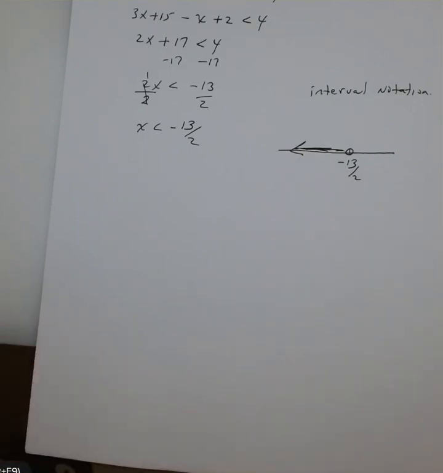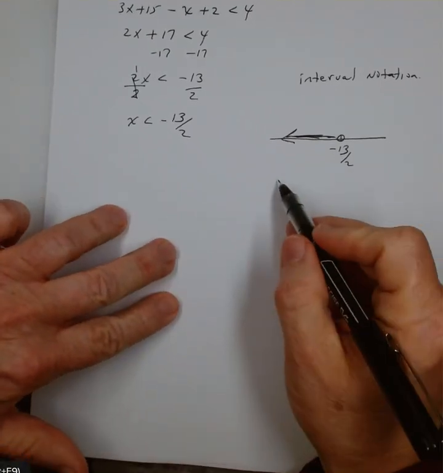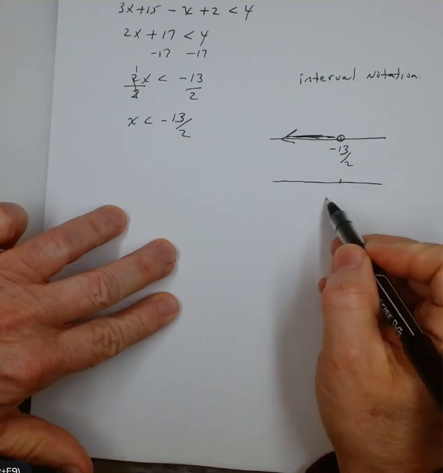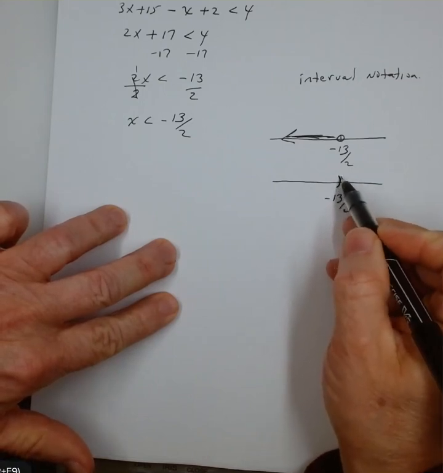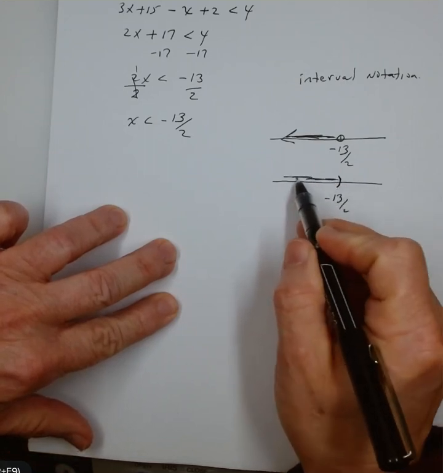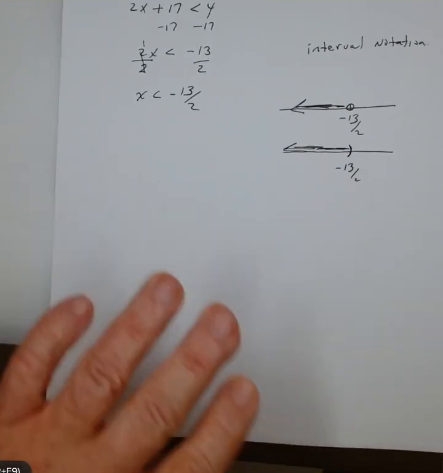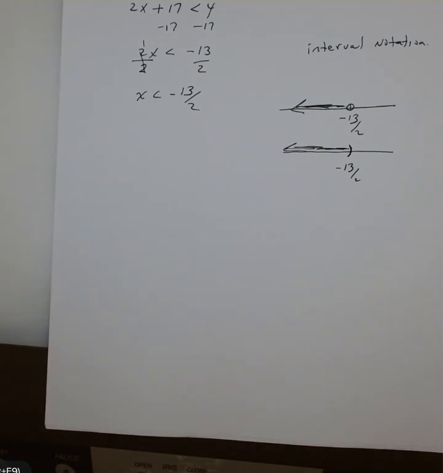Is the open circle and the parentheses the same thing? Yeah, so you could also have done this. Just make sure it looks like a parentheses though, not a bracket. So those would be the same thing. Open circle and parentheses are the same thing. It means that that number is not a solution.